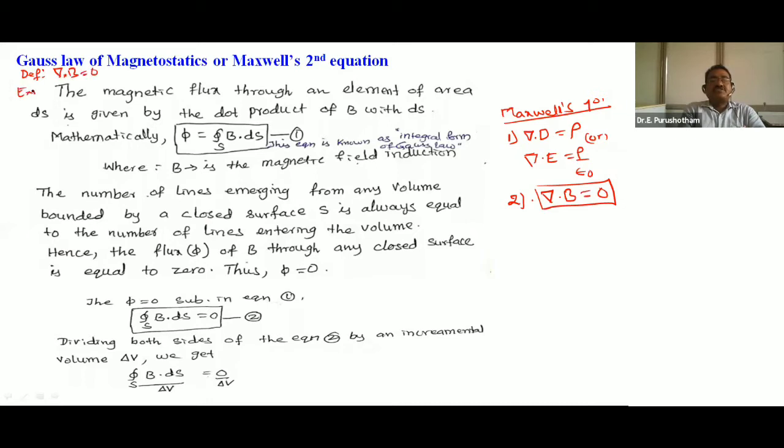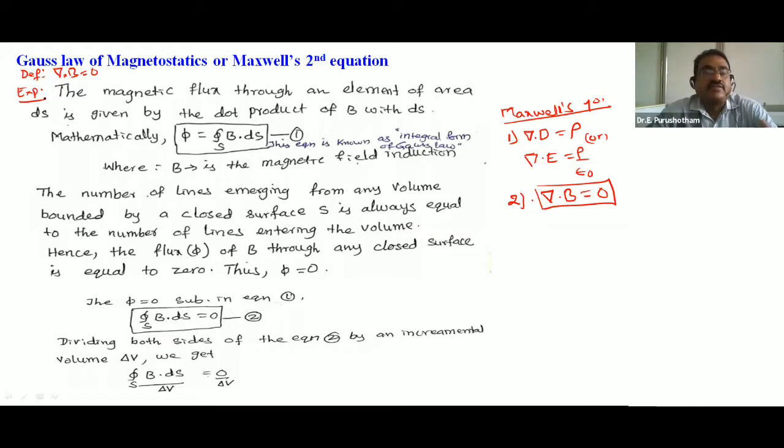This is the explanation. Del dot B is equal to 0. The divergence of magnetic field induction is equal to 0. Or del dot B is equal to 0. The divergence of magnetic field induction in a closed surface is equal to 0. That is called Gauss law of magnetostatics or Maxwell's second equation.